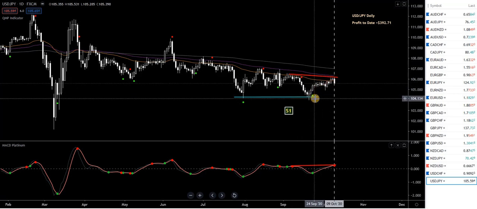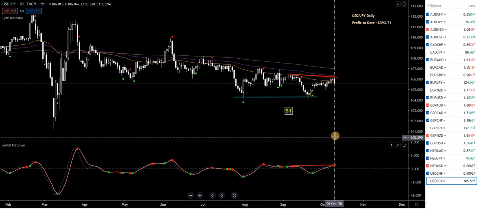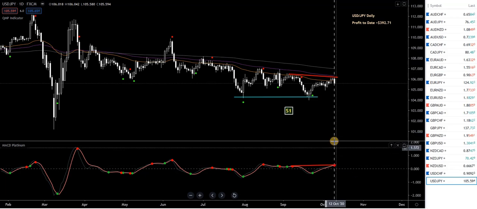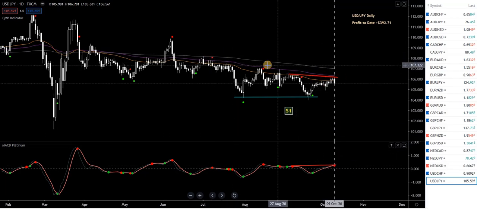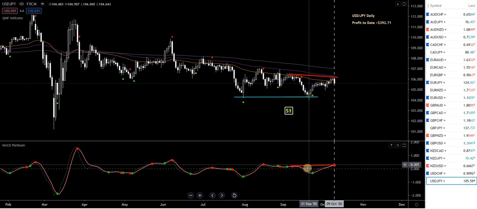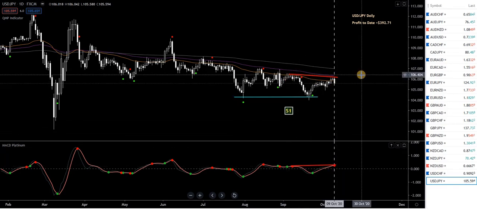And this is a pair I do like trading. In the meantime, nothing happening. MACD Platinum's above the zero level. Trend is flat but down, so looking for sells here. Starting to draw my possible bearish divergence lines in there.